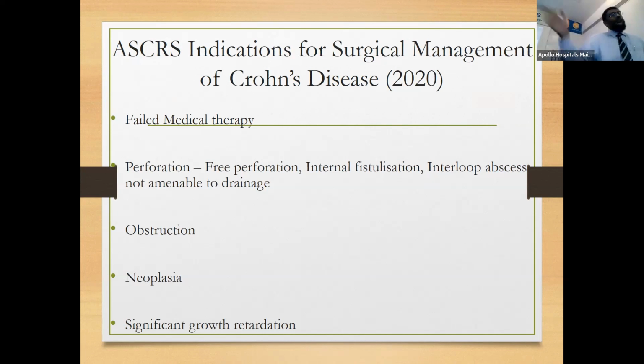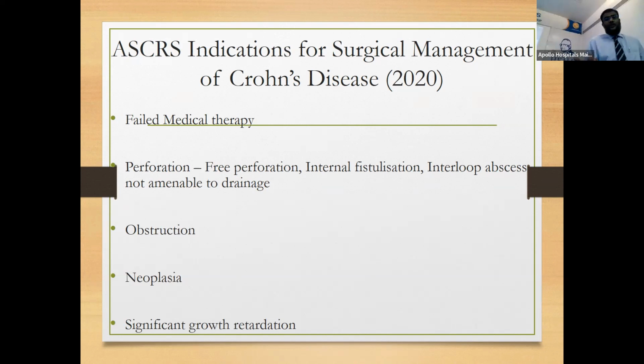And then the second category is emergencies. They're perforated, there's a fistulization, there's an interloop abscess not amenable to drainage. Third is what we are seeing here, an obstructed patient. And of course, when they develop carcinomatous changes within a stricture. Significant growth retardation, interestingly enough, is also an indication for surgery.